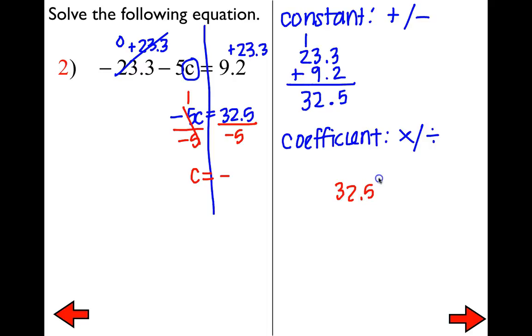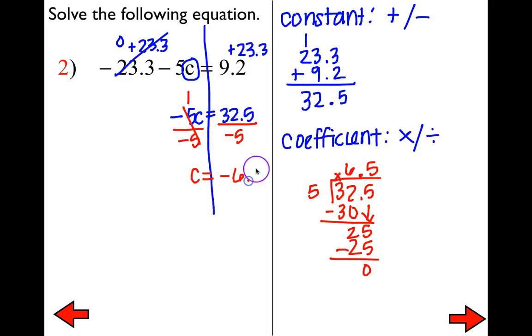32 5/10 divided by 5. So bringing up that decimal, 5 cannot go into 3. 5 can go into 32 6 times, with a remainder of 2, bringing down that 5. 5 can go into 25 5 times evenly. So I'm going to say my answer is c equals negative 6 5/10.